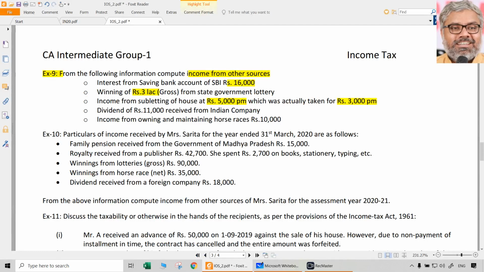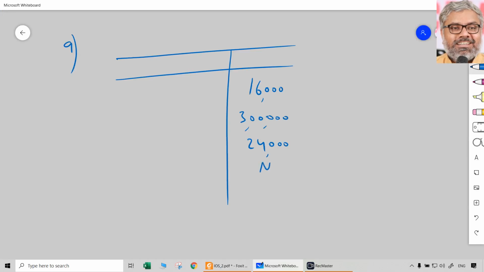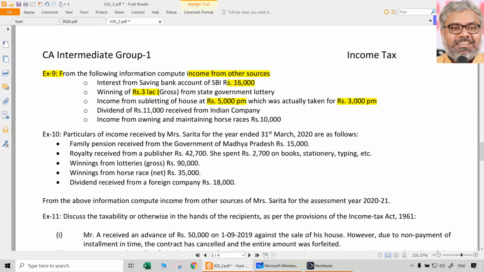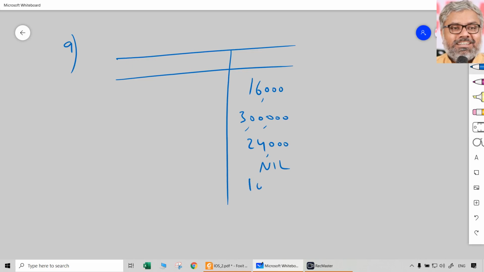Because SC is not the owner of the property. Then dividend 11,000 is not taxable, exempt. Why? Because it is less than 10 lakhs, exempt under section 10(34). Income from owning and maintaining resources 10,000, of course, taxable under income from other sources only. So all of them are taxable under income from other sources.